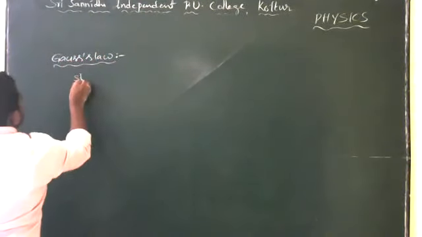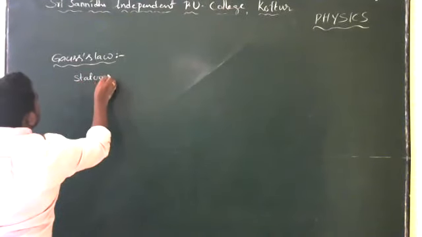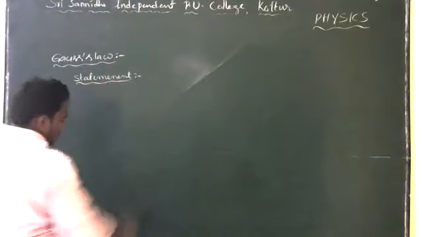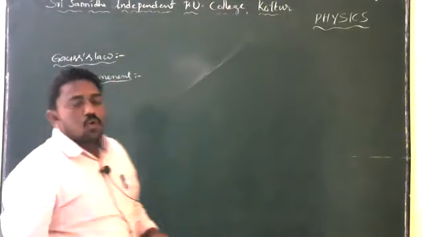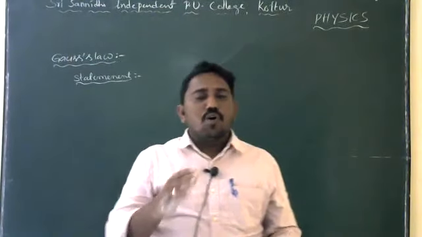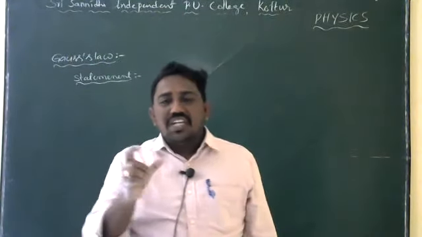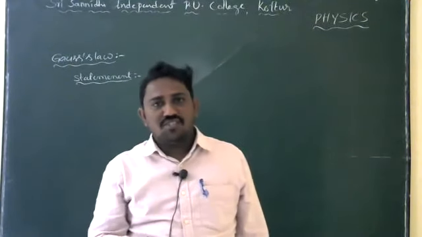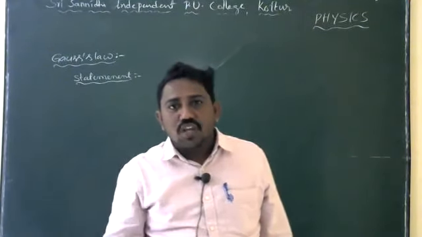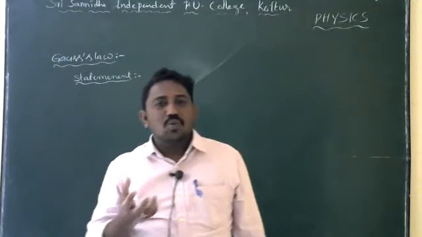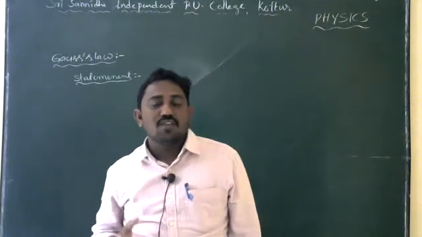So here, first of all, the statement. This is a very, very important statement. So what is the statement? The total electric flux passing through any closed surface enclosing charge. Closed surface means 3D surface. Okay. So Gauss law is applicable for 3D surfaces.